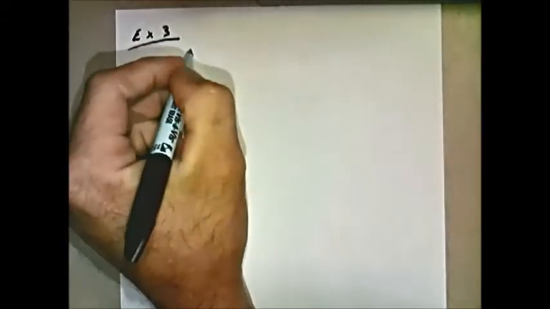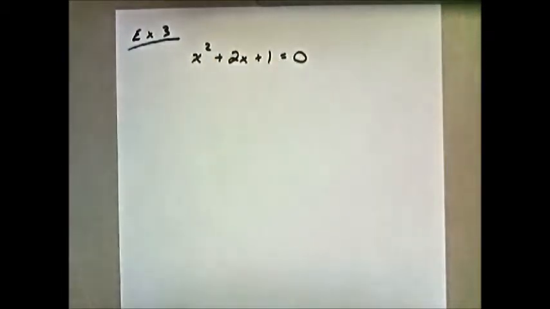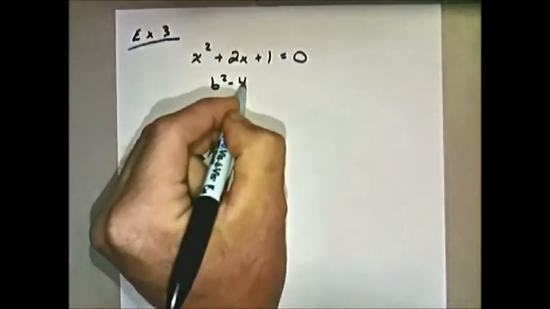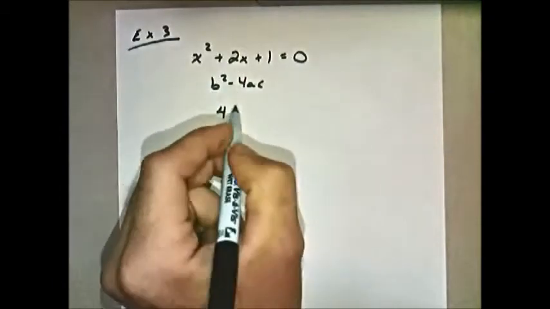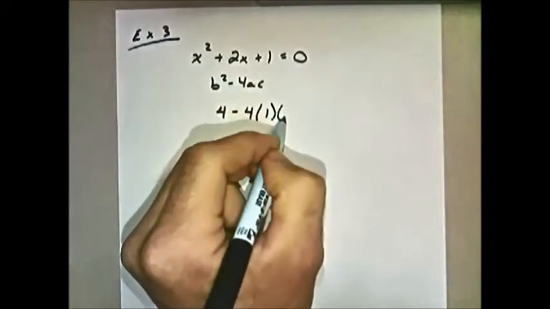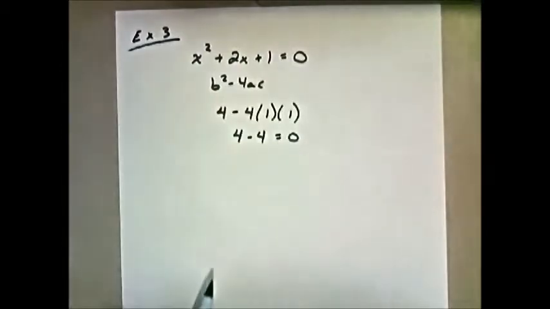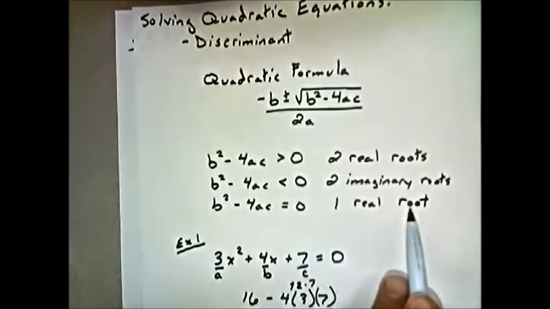And let's look at one last example, example 3, just because we can. Let's say x squared plus 2x plus 1 equal to 0. So if I look at my b squared minus 4ac, b squared is going to be 4, because we have 2 squared, minus 4 times 1 times our c, which is 1. So we have 4 minus 4, which is equal to 0. So from what we had discussed earlier, if it's equal to 0, we have 1 real root.